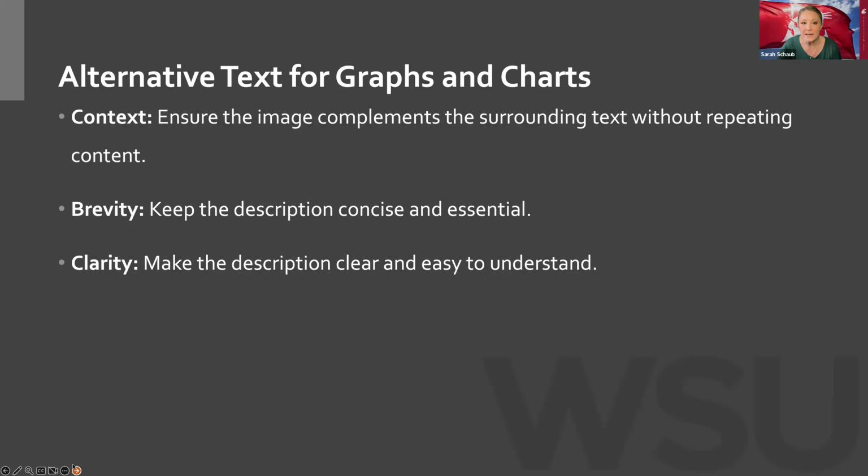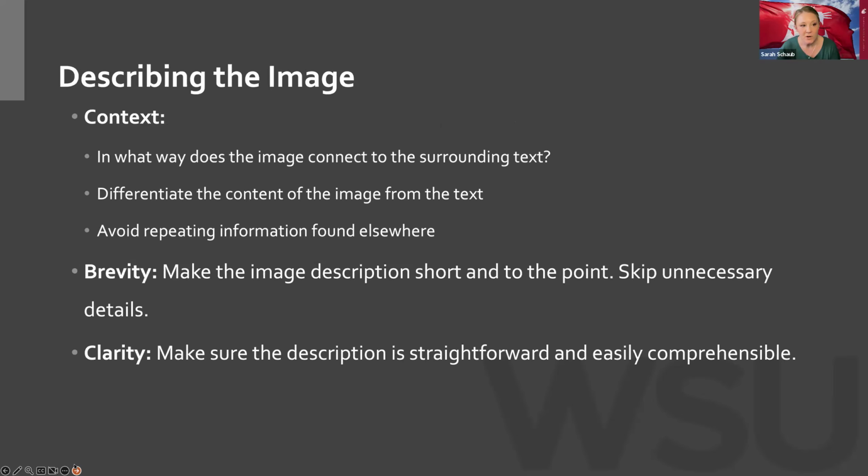Now we'll talk about alternative text for graphs and charts. For context, ensure the image complements the surrounding text without repeating the content. Keep the description concise and essential, and make it clear and easy to understand. When describing the image for context, in what way does the image connect to the surrounding text? You want to make sure you differentiate the content of the image from the text. Avoid repeating information that's found elsewhere. Make the image description short and to the point. Skip unnecessary details. For clarity, make sure the description is straightforward and easily comprehensible.